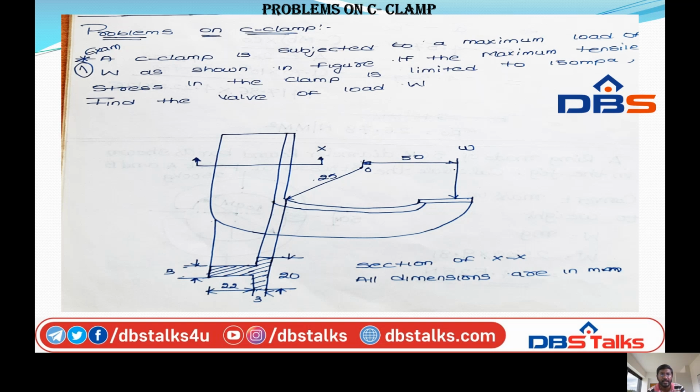So we can see the diagram. The C clamp will be given from the X cross section. The T section will be given to the C clamp with the length of 22. The thickness is 3 mm on both sides. The total height of the T section is 20 mm. The section XX, all dimensions are in mm.